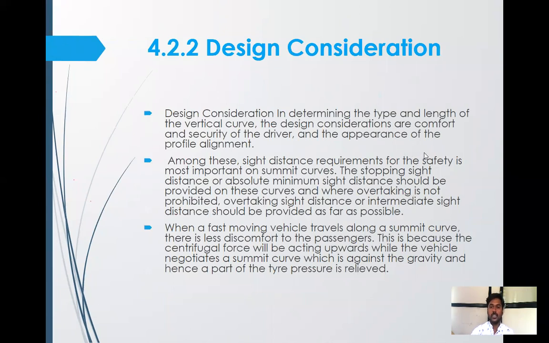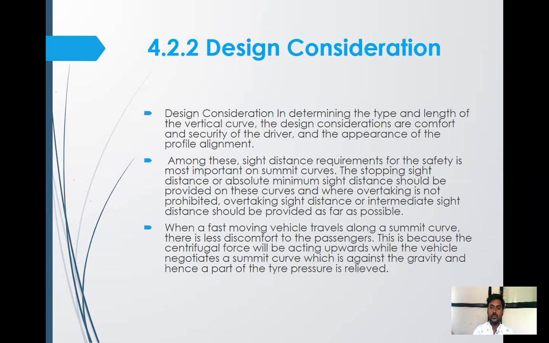Design consideration in determining the type and length of the vertical curve. The design considerations are the comfort and security of the driver and the appearance of the profile alignment. Whenever we are designing the summit curve, we have to keep certain things in mind. What are these things? We have to think about the security of the driver, the comfort of the driver, and the comfortable condition of the passengers. Also, we have to think about how the alignment looks. All these things we have to keep in mind whenever we are designing the summit curves.